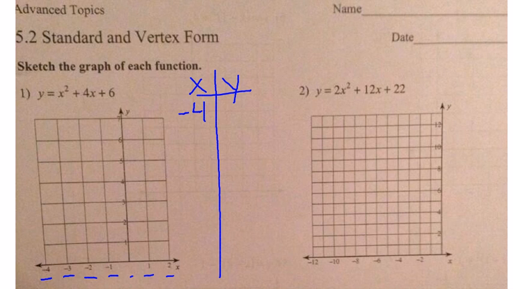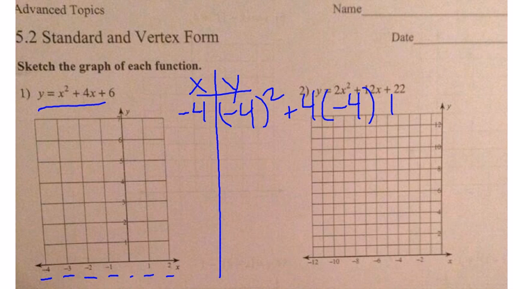So if I let x be -4, I've got to plug it in for x in the function and see what I get for y. So that's going to be -4 squared plus 4 times -4 plus 6. So I just took out all my x's and replaced them with -4's.